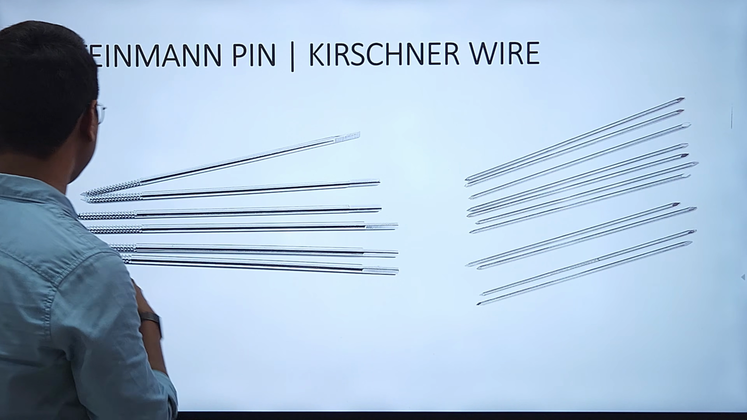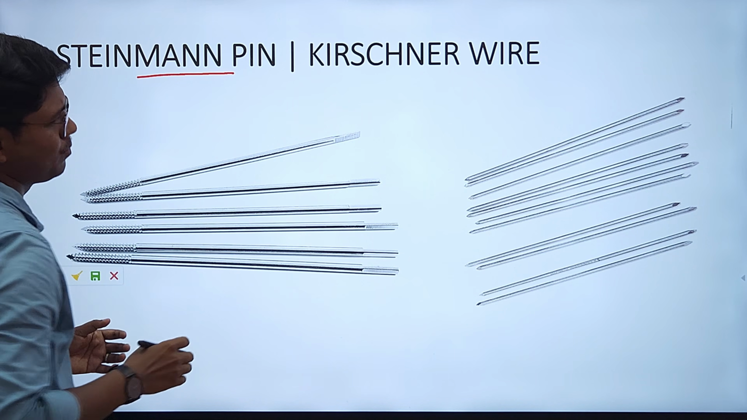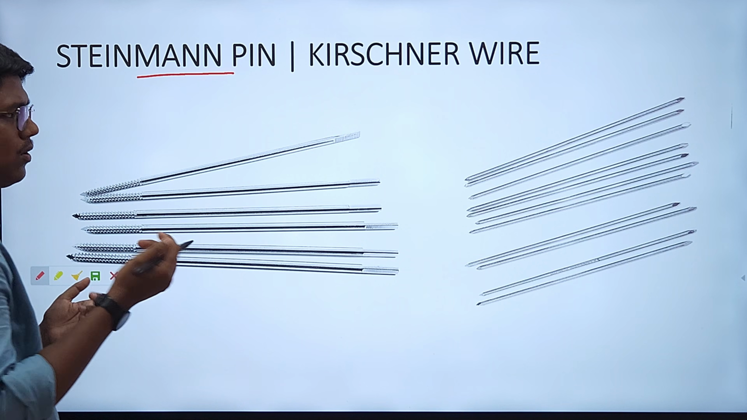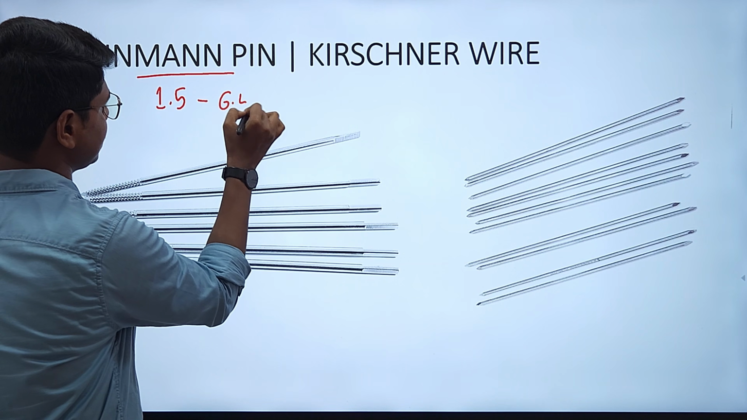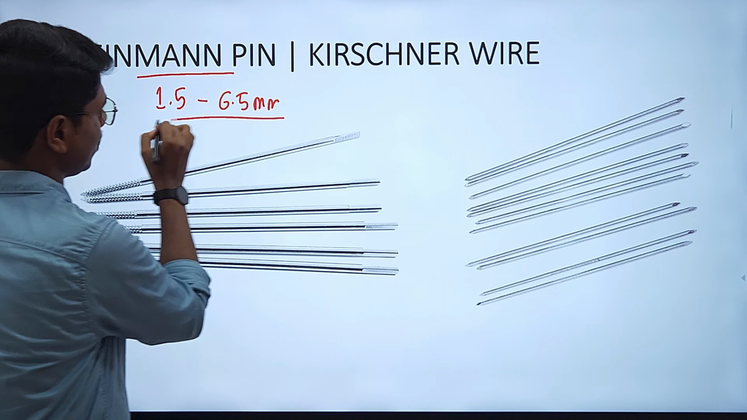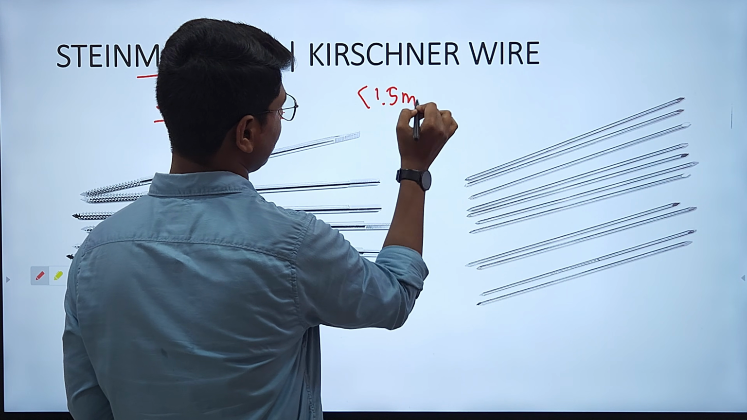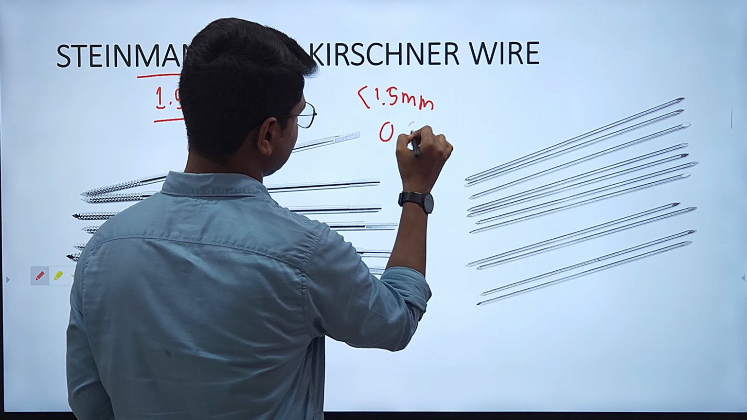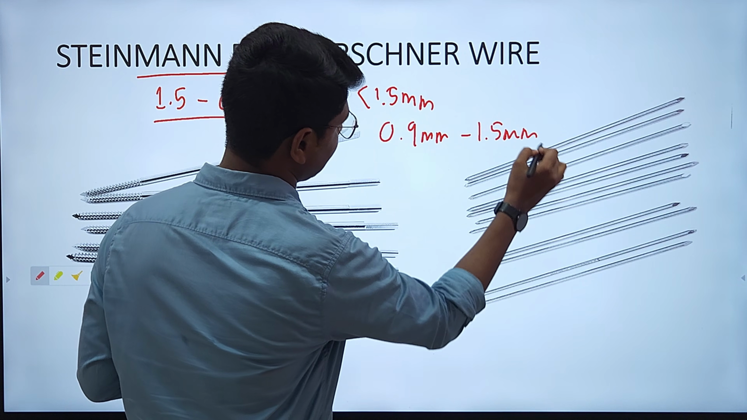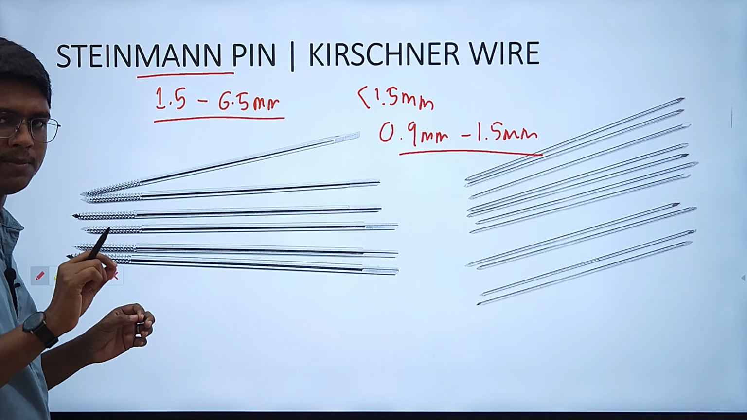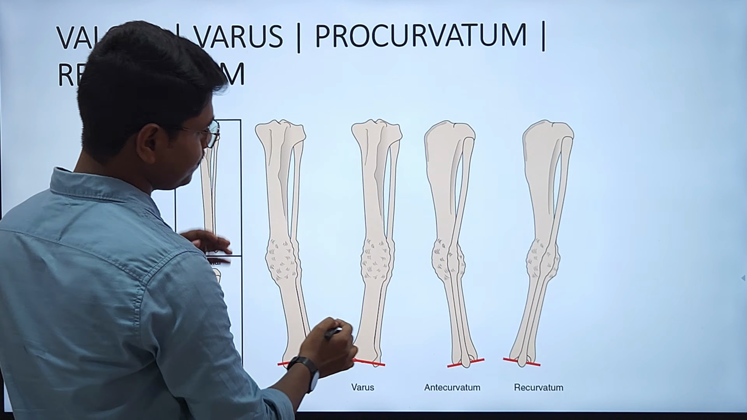Next, the types: Steinman pin and K wire or Kirschner wire. Both are pins, based on the diameters. When the diameter is 1.5 mm to around 6.5 mm, it is a Steinman pin. When it is less than 1.5 mm, it is a K wire. Usually these come from 0.9 mm to 1.5 mm. Basically, on the basis of diameter, they are classified as K wire or Steinman pin.